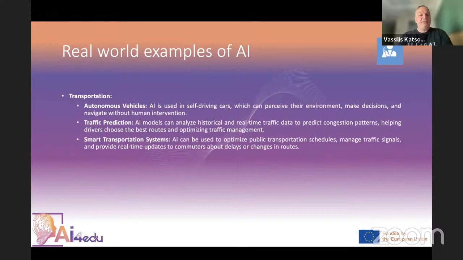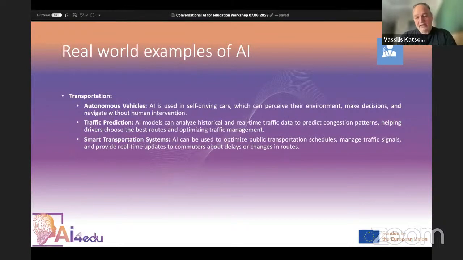In transportation, we have seen autonomous vehicles now, self-driving cars that incorporate different sensors, visual sensors, proximity sensors, and they perceive the environment and make decisions as they navigate in cities or on motorways. Traffic prediction: you can see that Google has integrated in Google Maps sometimes an application that says, do you want to exploit the real-time traffic data? And it predicts congestion patterns and tries to optimize the routing problem by suggesting the optimal route, taking into account also traffic data.